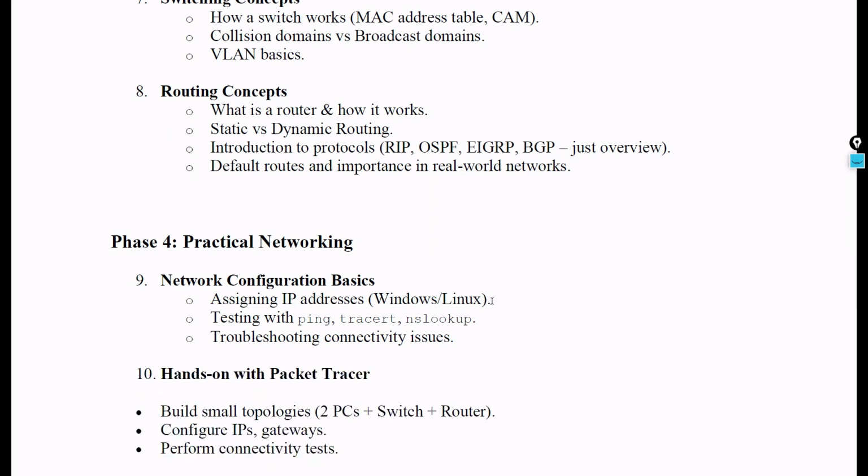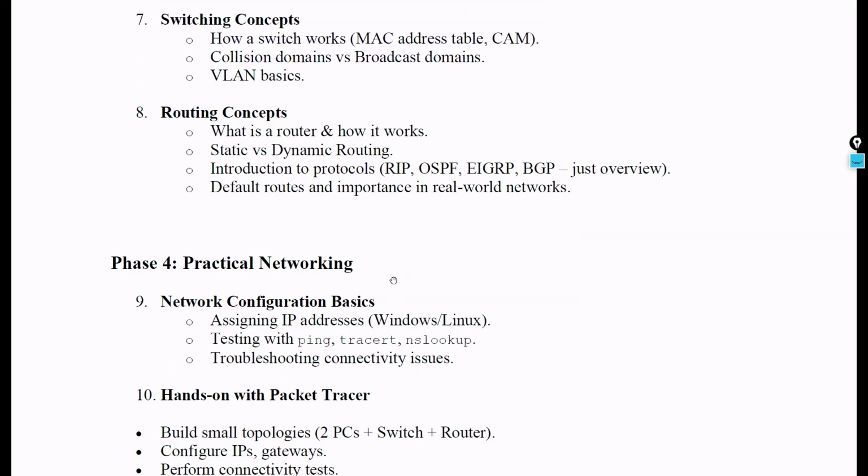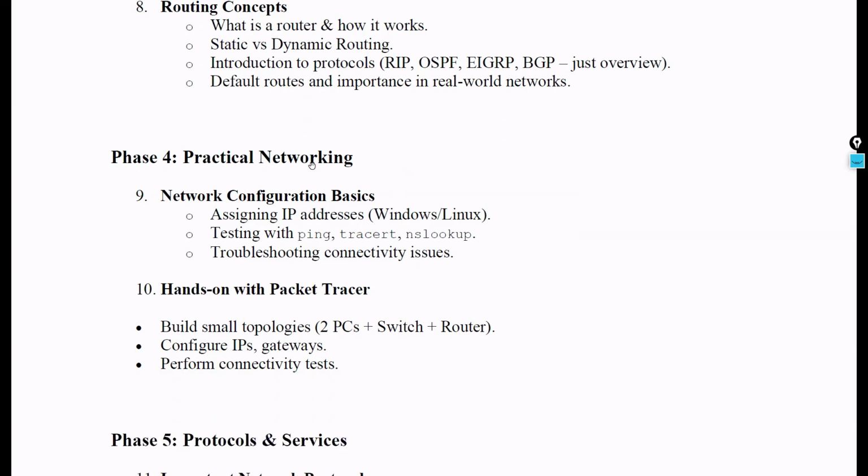Then further, we have practical networking. And inside the practical networking part, we will again understand how you assign IP addresses on different systems, how you test the connectivity, and if there are certain issues, how you're going to troubleshoot all those issues. Okay. And that's where we will do some labs as well. Like we will build small topologies, we will configure IPs and gateway, we will perform tests. Okay. So even in routing and switching also, we are going to do certain practicals.